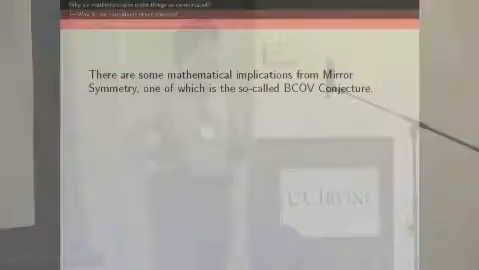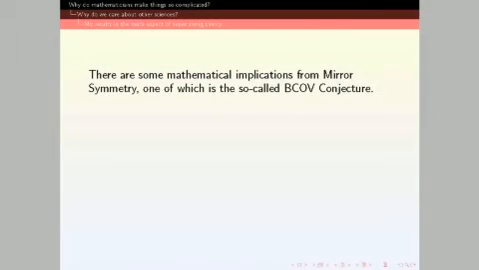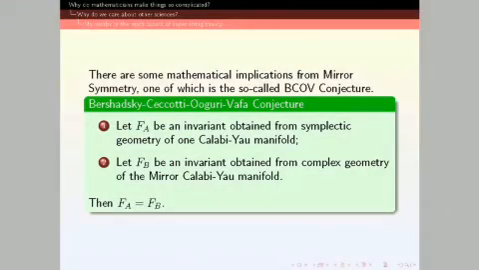So from now on, for the next 5 minutes, I will be very technical in explaining my works. As I said, physics has a model called mirror symmetry, and there's some mathematical implication from mirror symmetry, one of which is the so-called BCOV conjecture. BCOV refers to 4 physicists, Bershadsky, Cecotti, Ooguri, and Vafa.